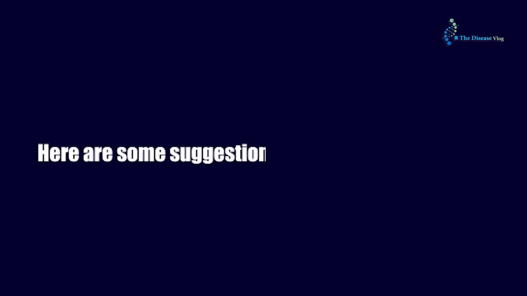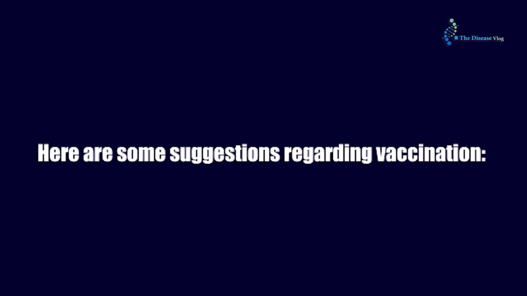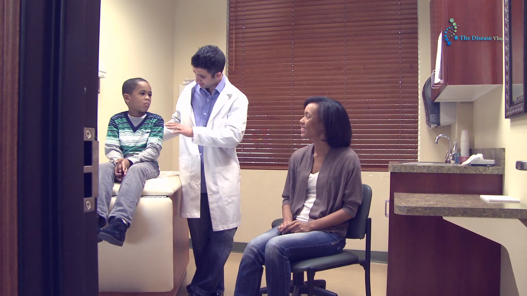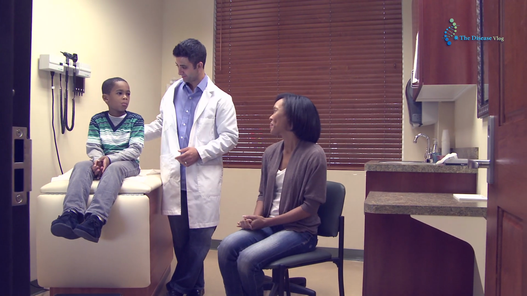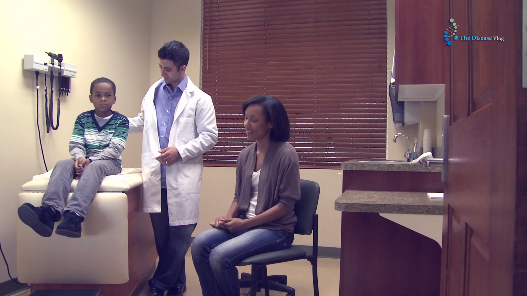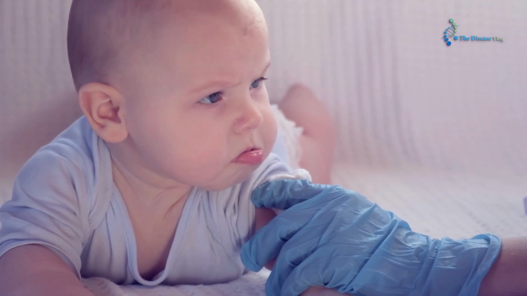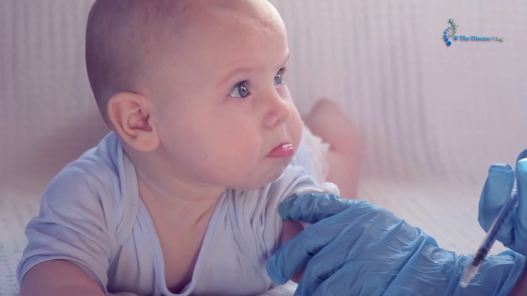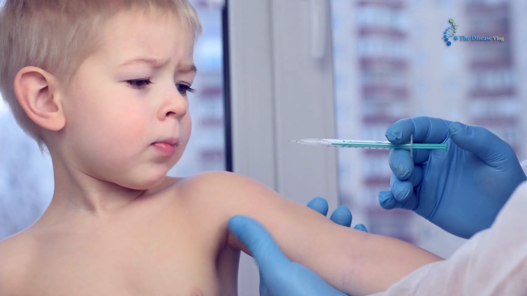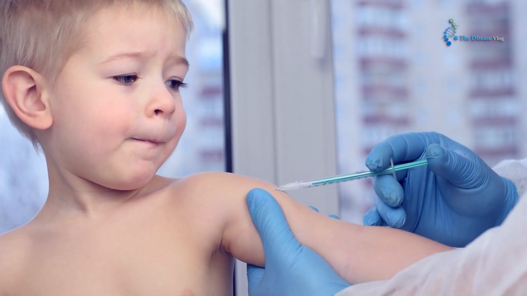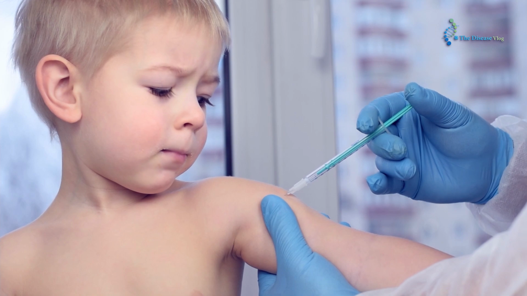Here are some suggestions regarding vaccination. If you have to travel internationally and your child is 6 to 11 years old, talk to your doctor about the vaccination for your child. As for foreign travelers, children must get vaccinated at 6 months. If a child has not gotten 2 vaccine doses on time, they need to take the vaccine 4 weeks apart.